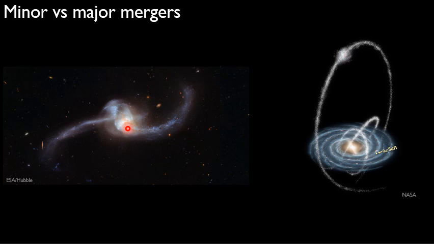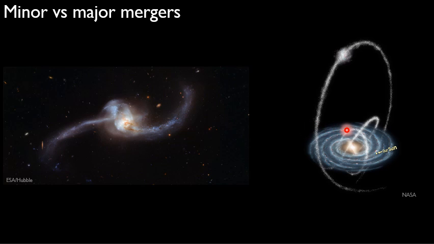Major mergers are when you have two galaxies that are about the same size, or at least comparable in size, and they collide. This is obviously an extremely disruptive event to the structure of both galaxies, and what's left behind is probably something elliptical, and it likely looks not much like either of the two galaxies that collided.